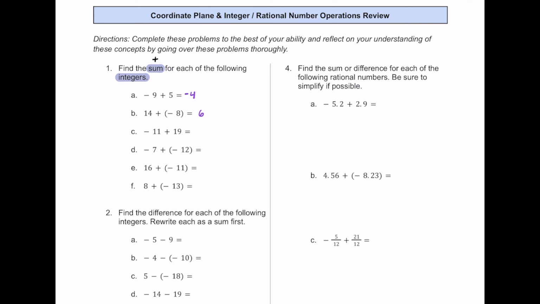For 1c, we have negative 11 plus 19. Again, they have opposite signs, so we can take 19 minus 11. That's going to be 8. And we're going to keep that as a positive value because 19 has a greater absolute value than negative 11.